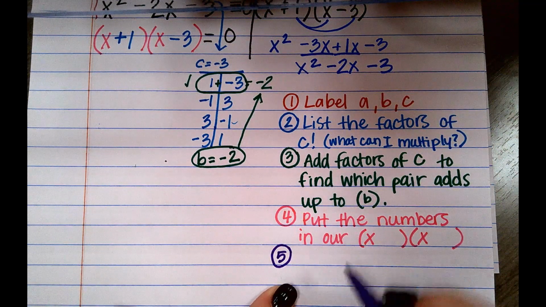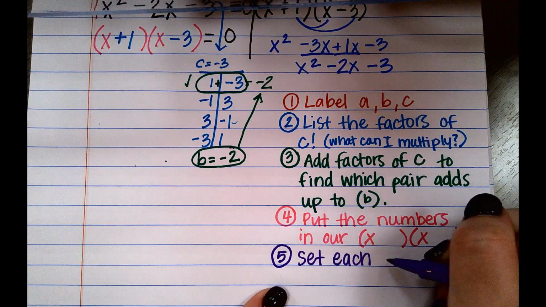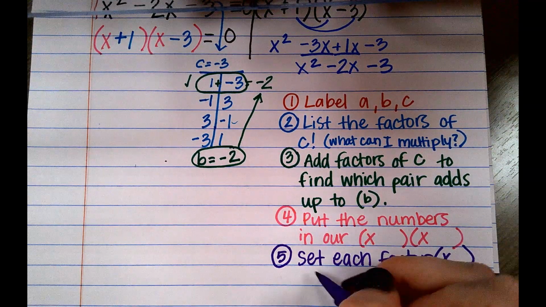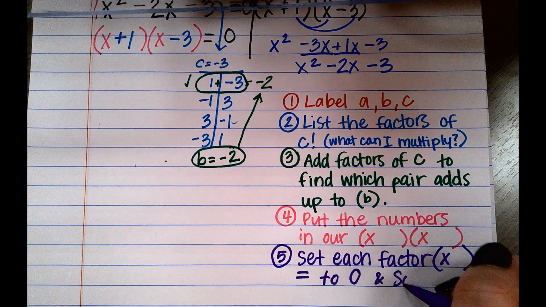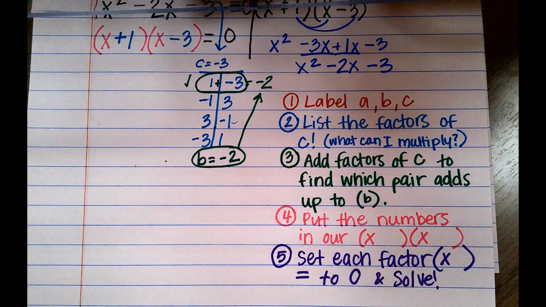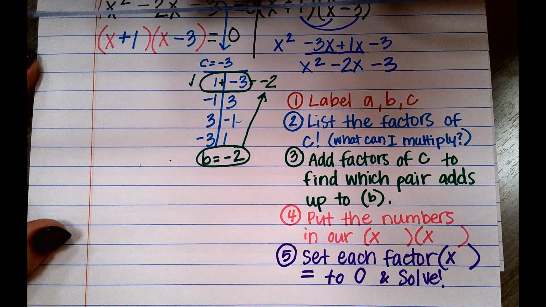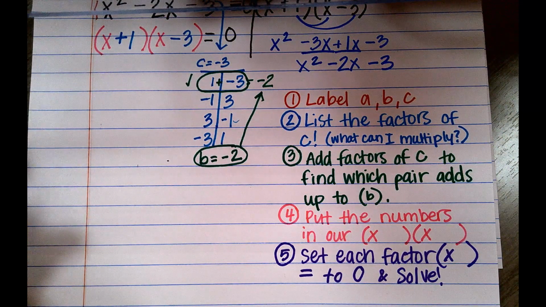Step 5 is set each factor equal to 0 and solve. That's a lot. That's 5 whole steps. Crazy. Now, it looks like a lot. 5 whole steps is a lot. But I will say it's kind of like this with anything in math. If you do it a bunch of times over and over and over, it eventually does feel easy.